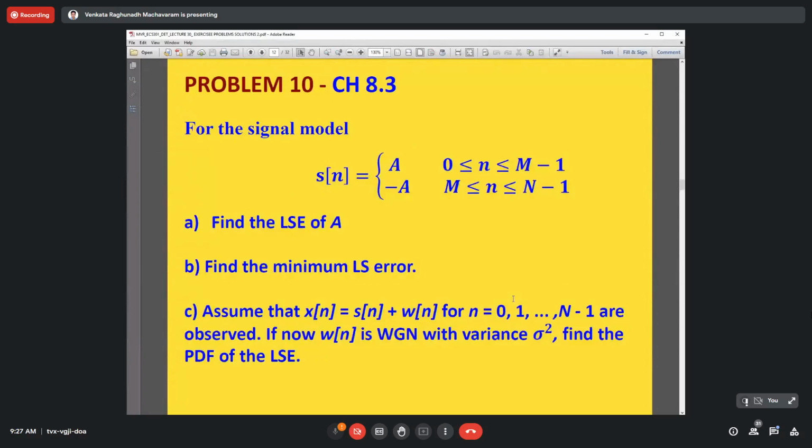8.3. Now we directly get the signal model: s[n] is equal to A for the first set of samples and minus A for the next set of samples. Probably this kind of positive pulse, negative pulse you have discussed in one of the popular topics in digital communications. Can anyone of you remember that signaling? There are so many signaling formats, pulse formats you have studied for baseband data transmission.